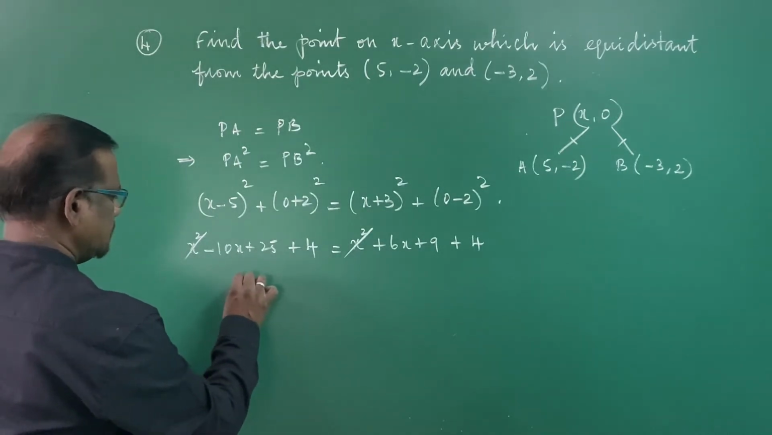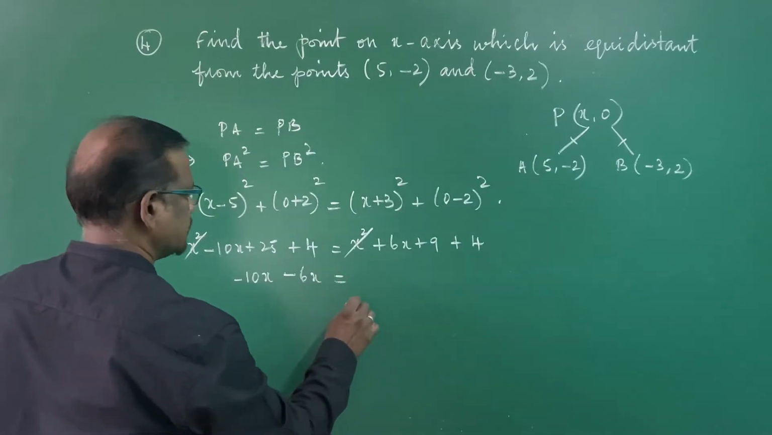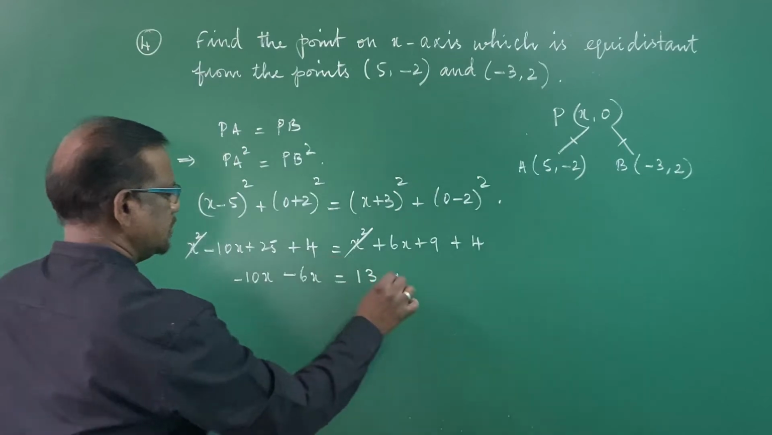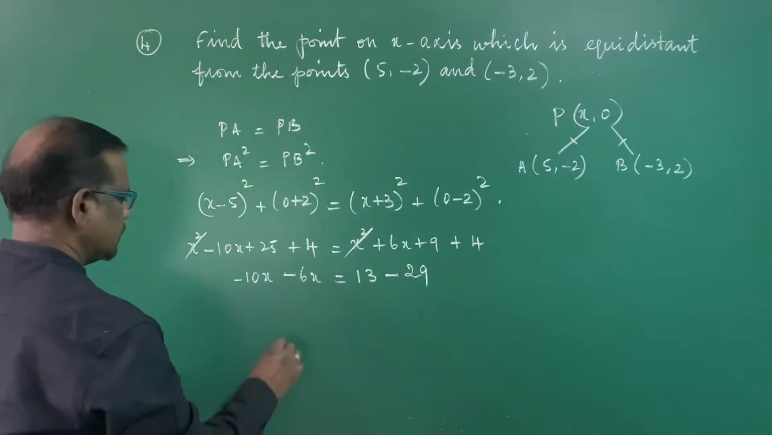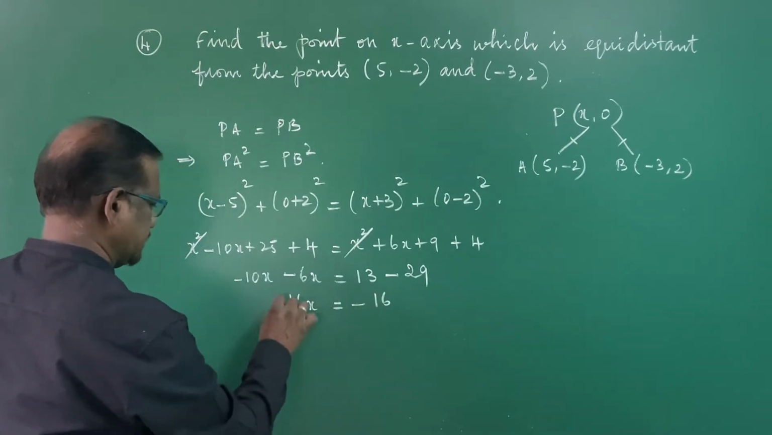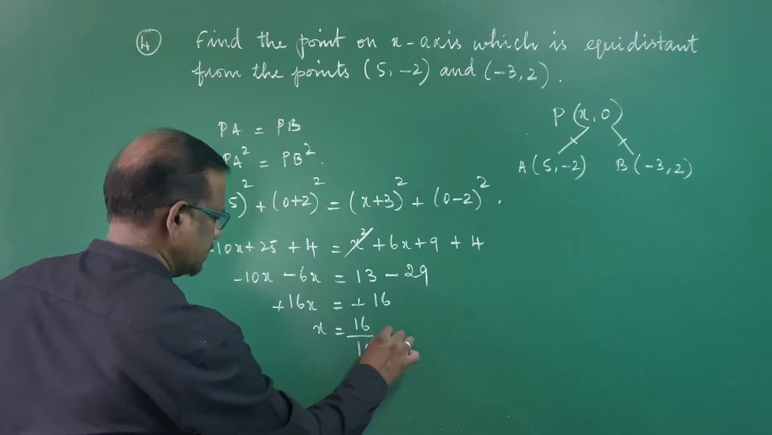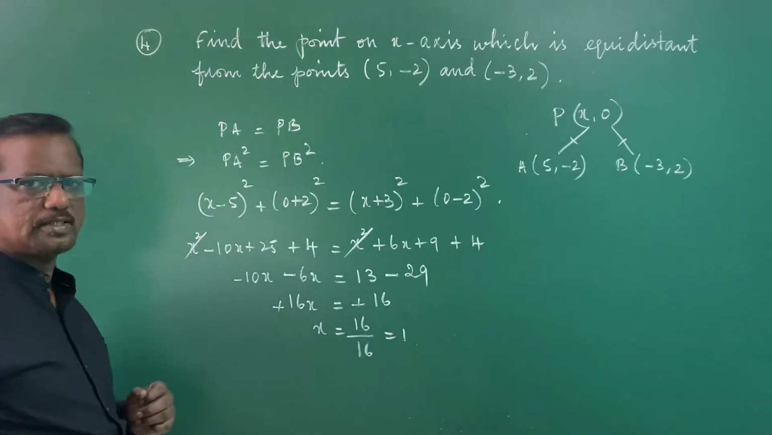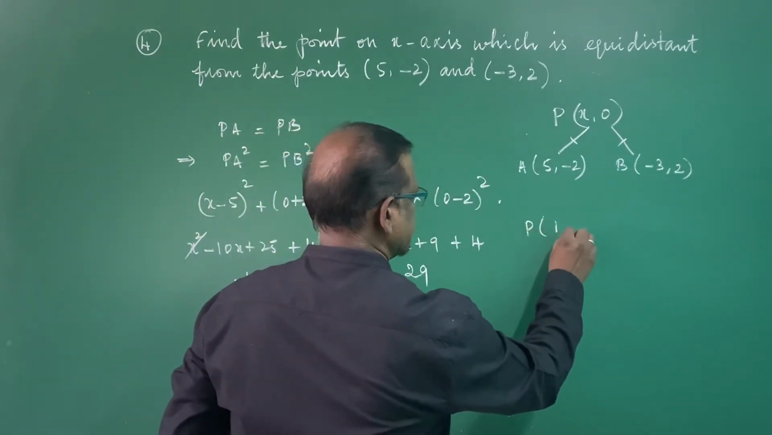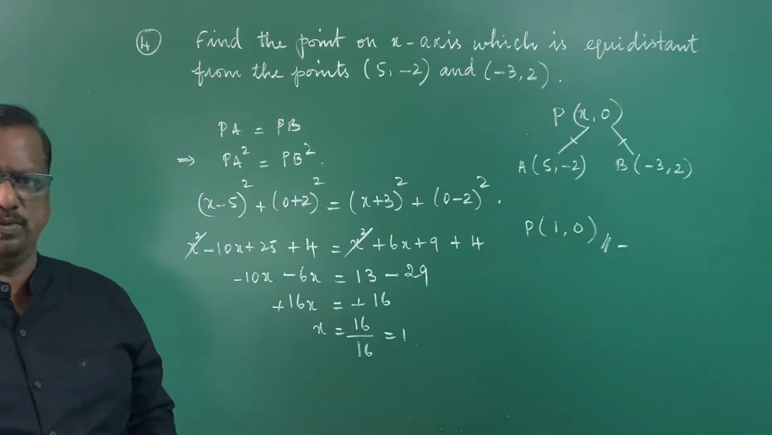You have got minus 10x minus 6x is equal to 9 plus 4, it is 13 minus 29. So it is minus 16x is equal to minus 16. It is x is equal to 16 by 16. You get the value as 1, and hence the point on x-axis is P (1, 0).